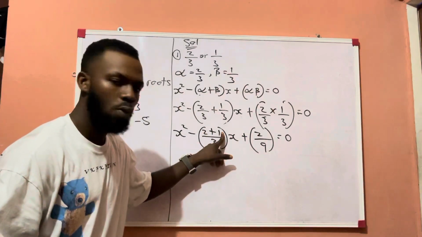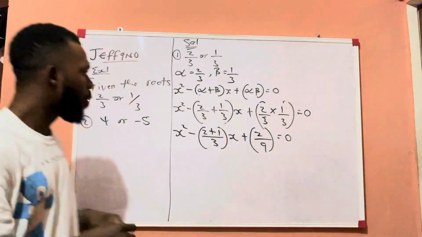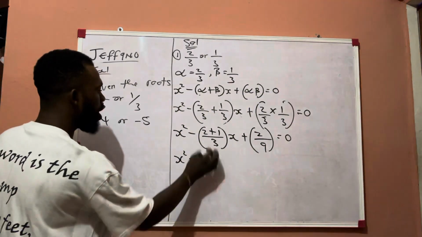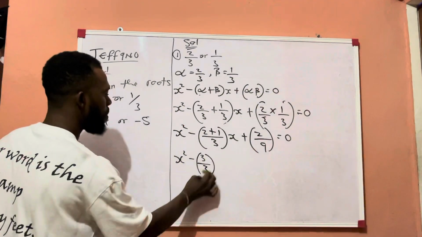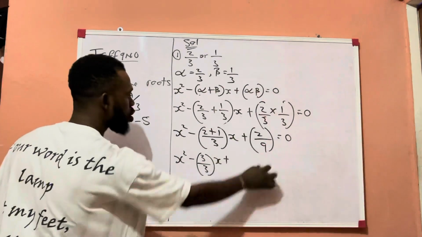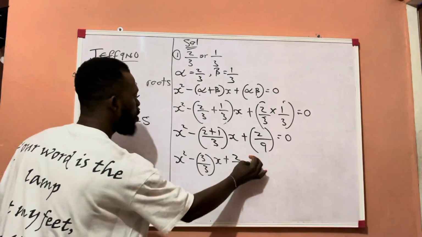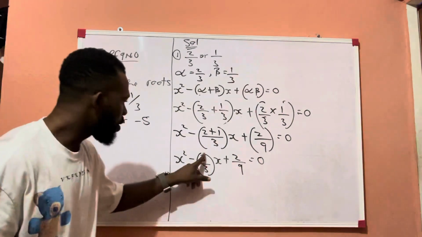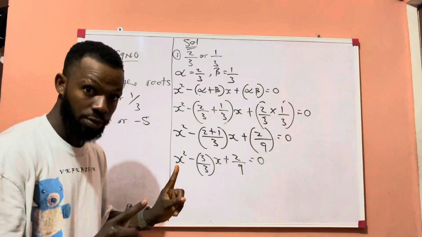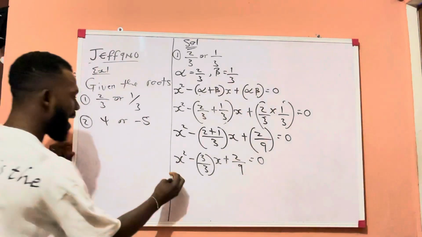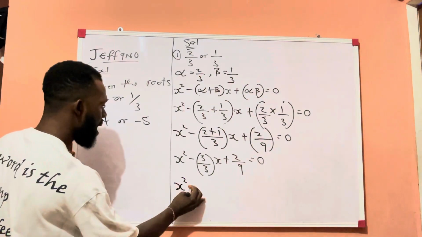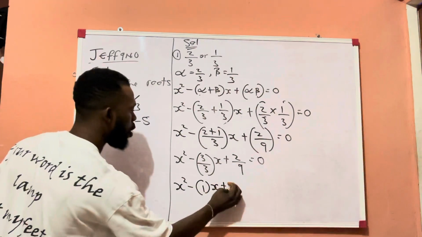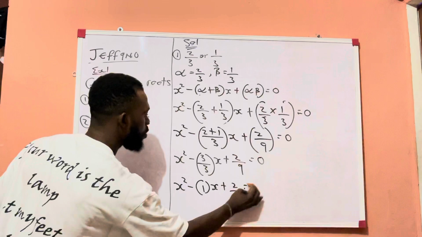2 plus 1 will give us 3. Now, we have this now. X squared minus 3 over 3 bracket x plus 2 over 9 equal to 0. Now, without wasting time, 3 divided by 3 will give us 1. So here becomes x squared minus bracket 1 bracket x plus 2 over 9 equal to 0.